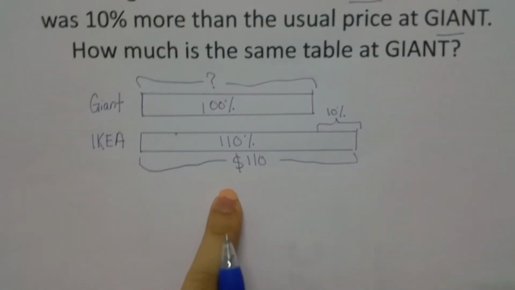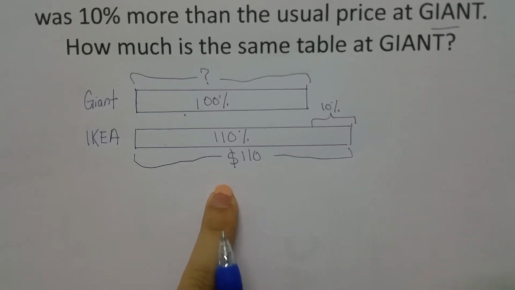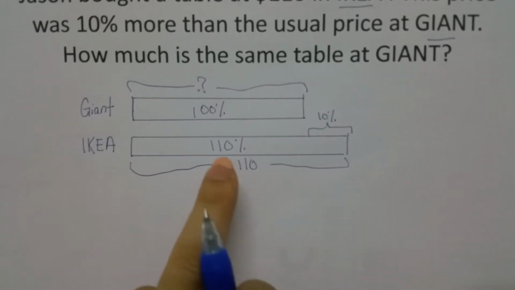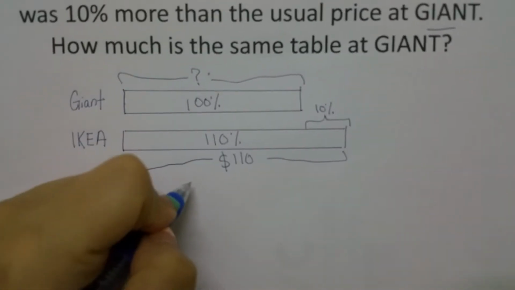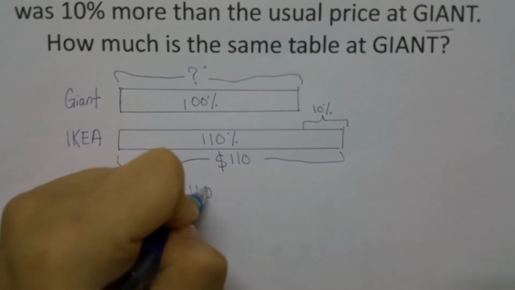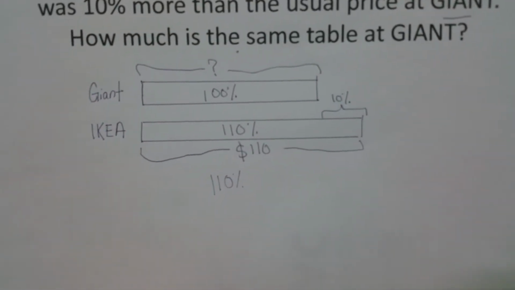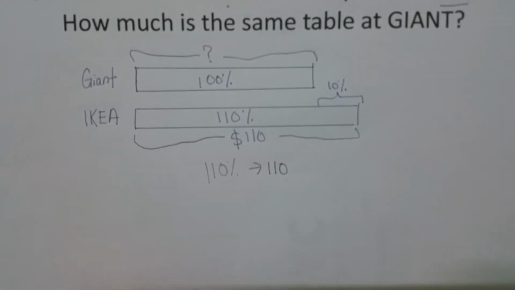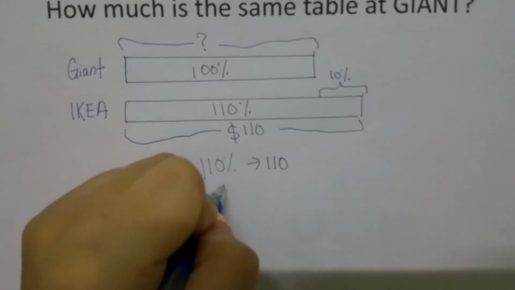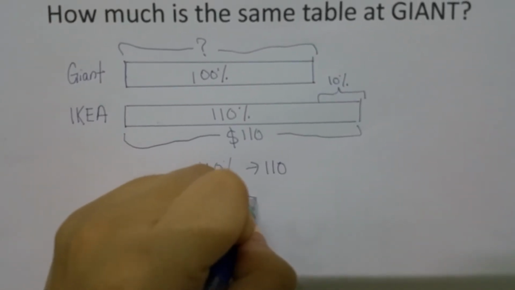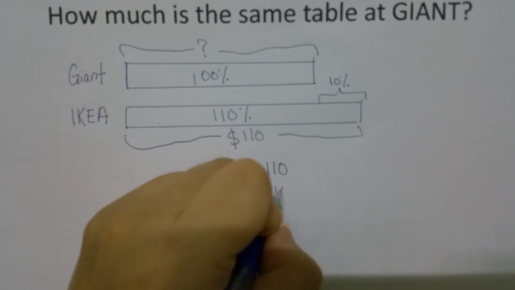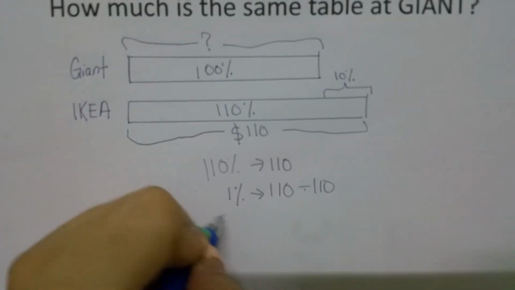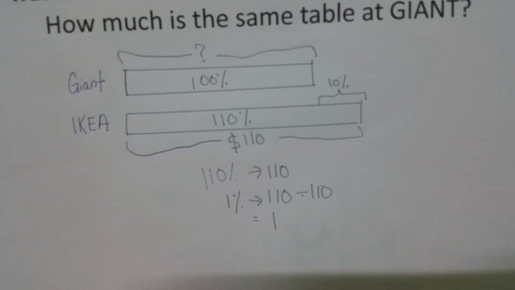So now let's look at the model. Where is the clue? We must find how many percent represent what amount, right? There it is, 110% represent $110. So then we must find 1%. So 1% is actually equals to 110 divided by 110, which is 1.